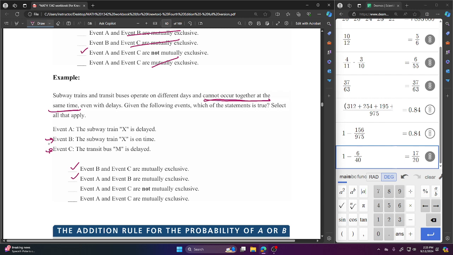A and C are not mutually exclusive. So subway train is delayed, and then at the same time, we can have a transit bus that's also delayed. So they're not mutually exclusive. And then we just said that it's not mutually exclusive, so it must be this one that is mutually exclusive.